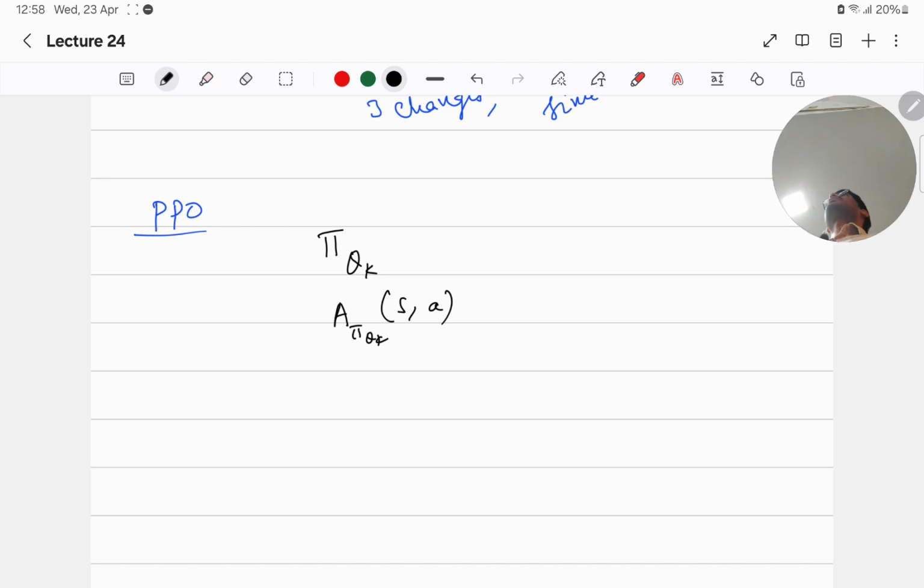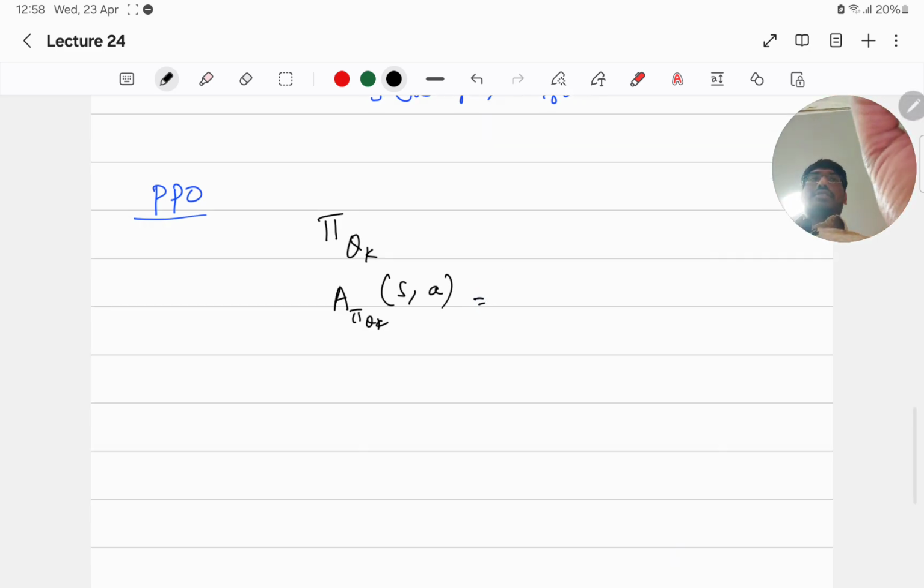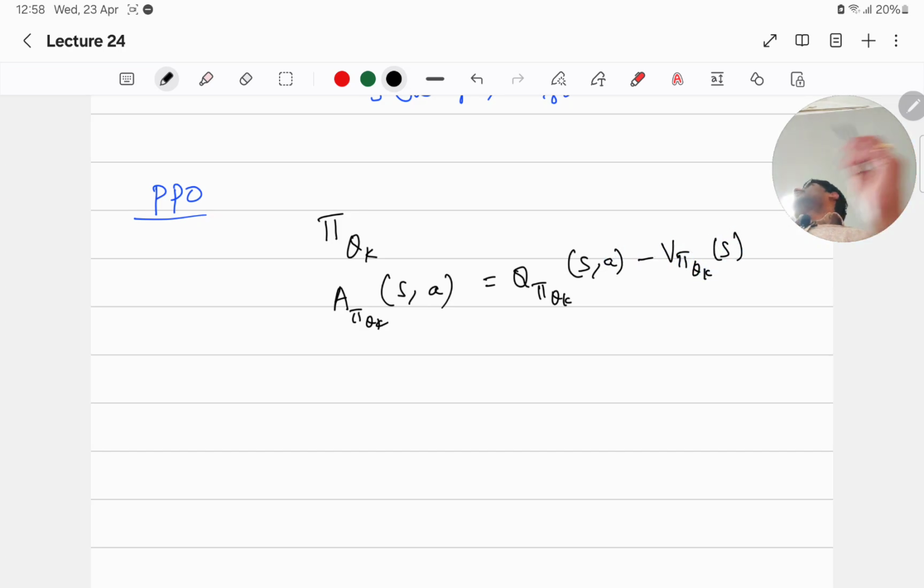So do you remember what the advantage function is? It tells how good the current action is as compared to the estimate of the policy. Generally that's what it is. So what is it mathematically? It is q pi theta k of s comma a minus v pi theta k of s, right?